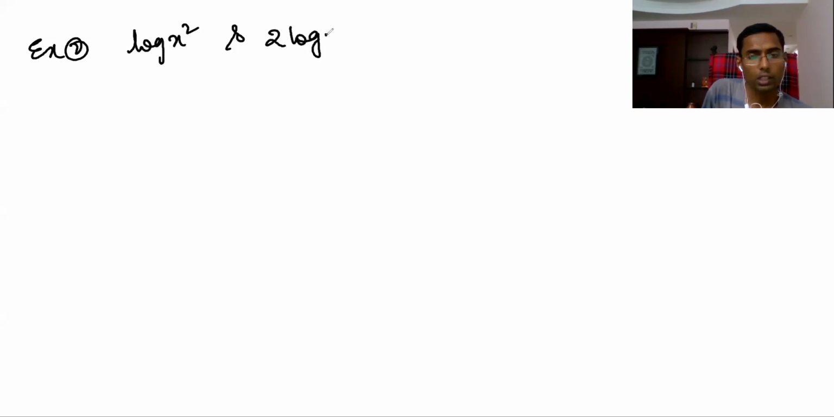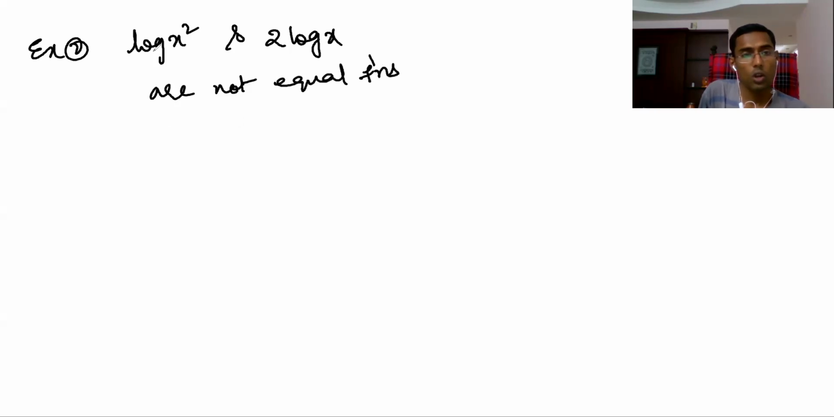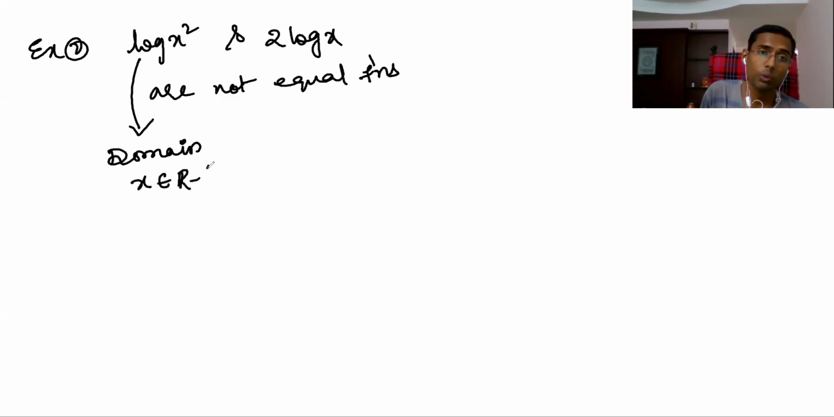Then I'll give an example where they are not equal. Let's say log x square and 2 log x are not equal functions. Why are they not equal functions? For log x square, the domain is: x can be any real number except 0. Even a negative number is allowed, because if you square it, it will become positive. Therefore, the domain is all real numbers except 0.